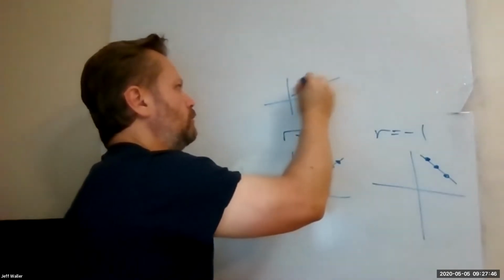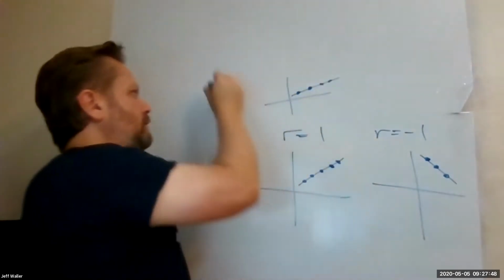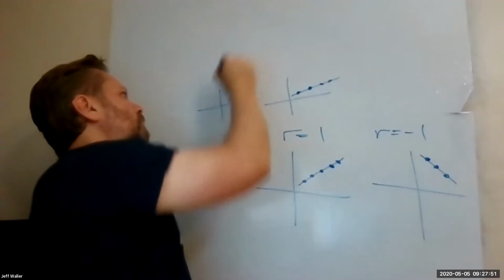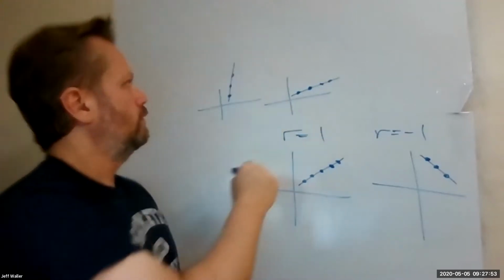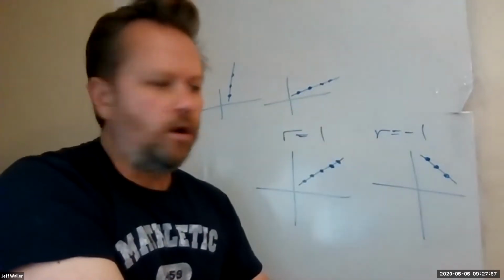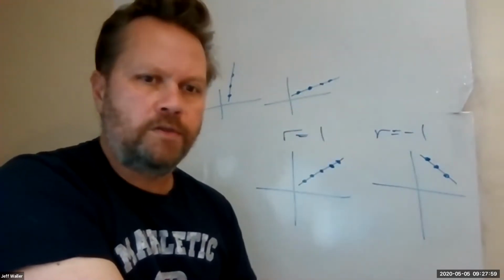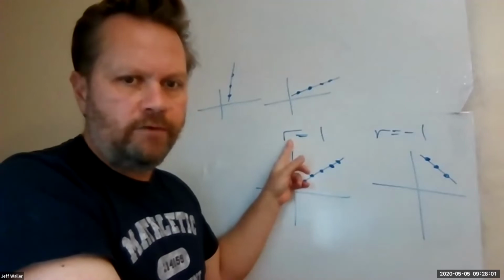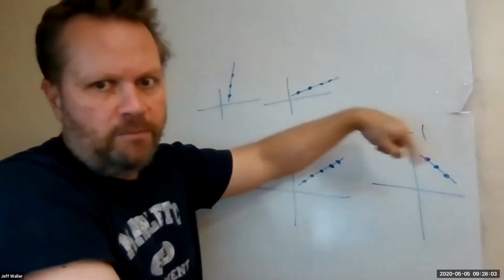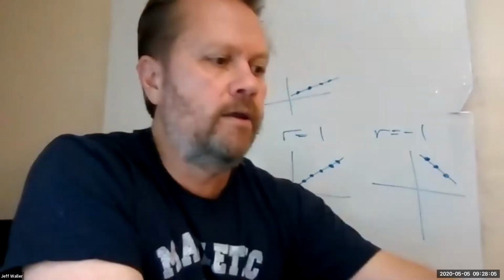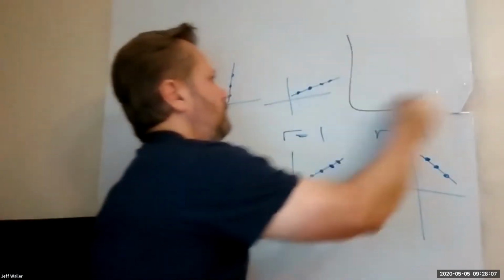So notice this is R equals 1. This is R equals 1. This is R equals 1. Right? So the R is not the slope. The R is just how tight the points are to the line. Positive 1 means it's a positive slope, -1 means it's a negative slope. Now, what if I had something like this?